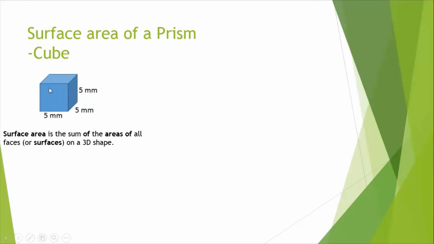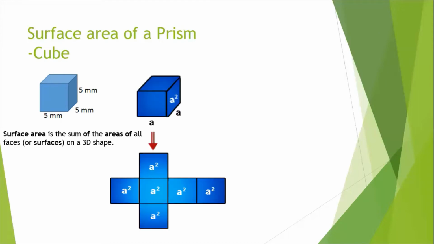So we have here face number 1 or surface number 1, surface number 2, 3, 4 at the bottom, 5 at the back, and another 1 at the side. So for a cube, we have 6 faces. This is how it looks like. This one is what we call the net of the cube. If we open the cube, it looks like this.